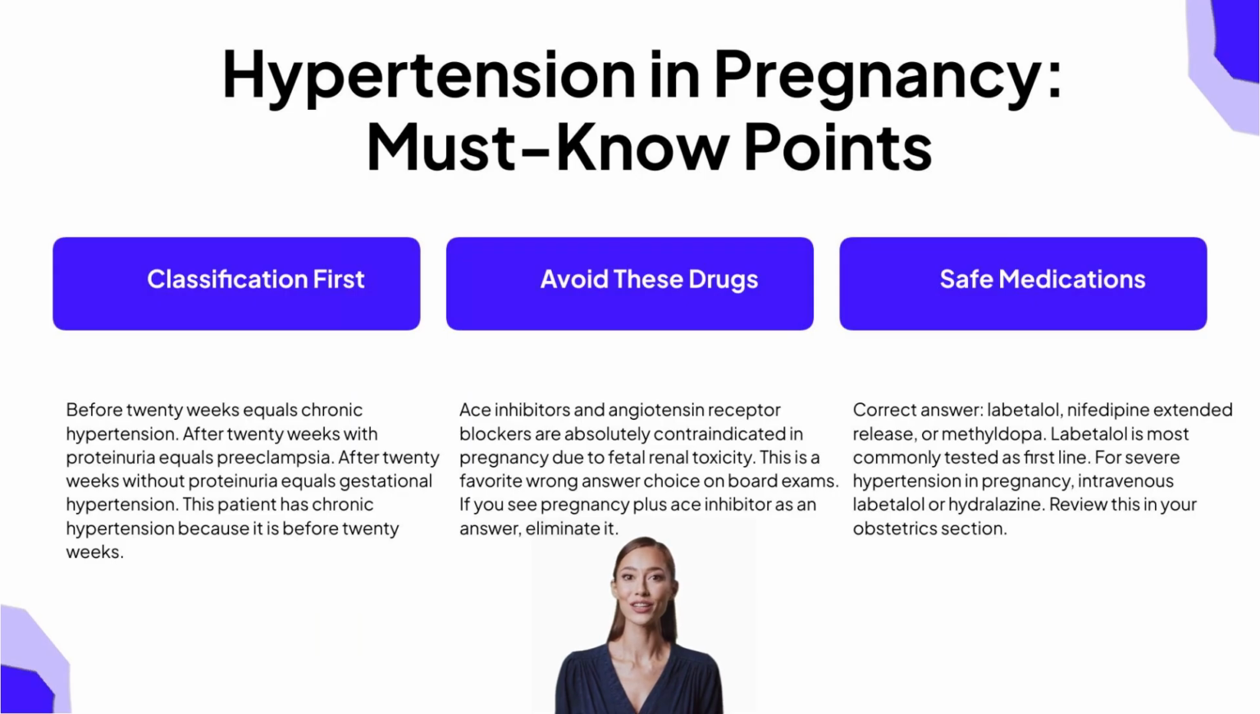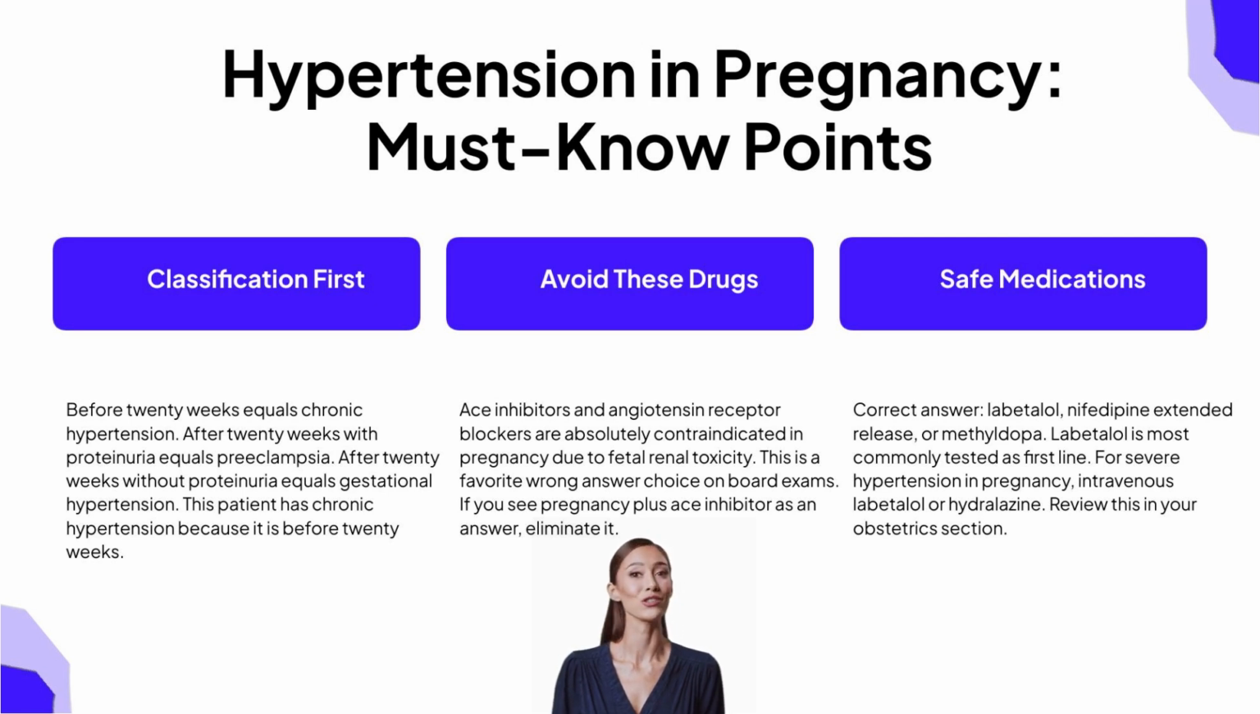Start with classification. Before 20 weeks equals chronic hypertension. After 20 weeks with proteinuria equals preeclampsia. After 20 weeks without proteinuria equals gestational hypertension. This patient has hypertension at 20 weeks, so this is right at the boundary. Since there is no proteinuria, this is gestational hypertension.